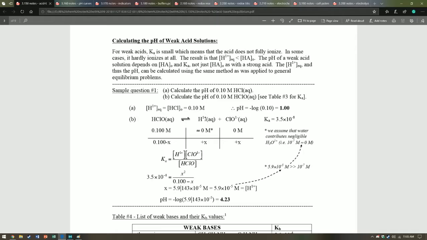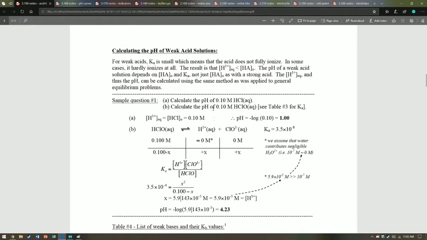Now, for calculations of weak acids, Ka is small, meaning it doesn't fully ionize. In some cases, it hardly ionizes at all. Therefore, to determine the pH of a weak acid solution, you have to be given a constant known as Ka, which is essentially the equilibrium constant.